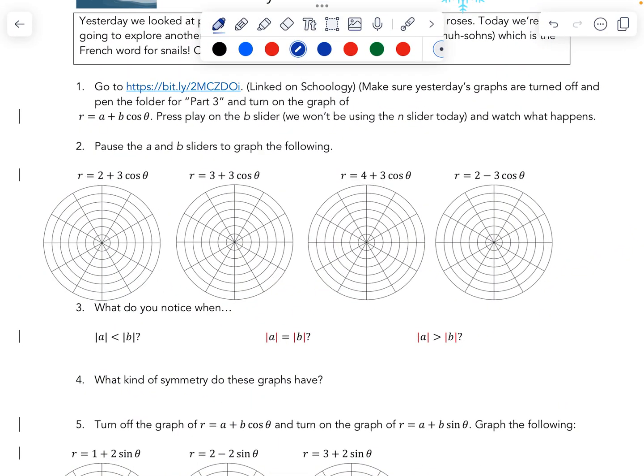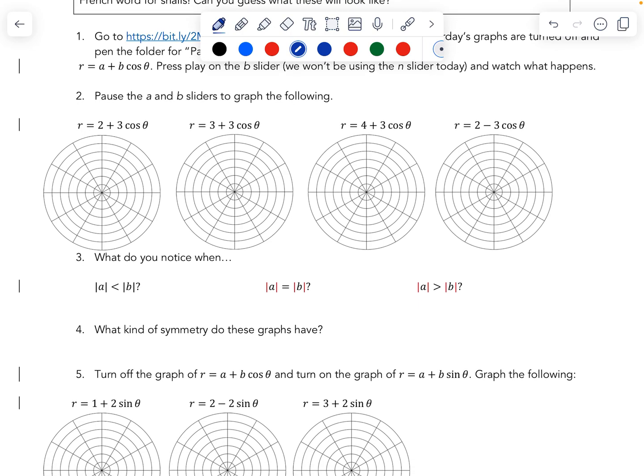So hopefully when you filled this out, you were able to graph them, and you were supposed to notice when A is less than B, and again, using this form right up here. When A is less than B, there was a loop. When it was equal to each other, it kind of looked like a heart. And when it's greater, there was like a dent, kind of like a clam, or like an apple with a little dent, but not quite as much as the heart. And then again, you were asked to do it with the sine.